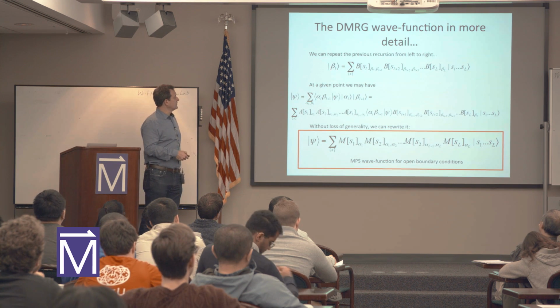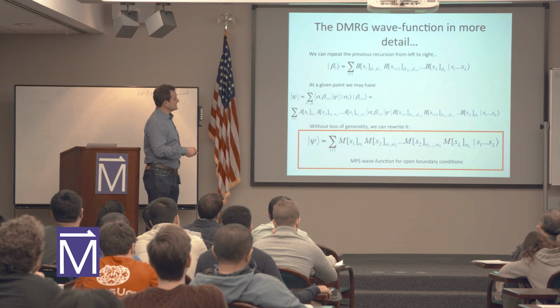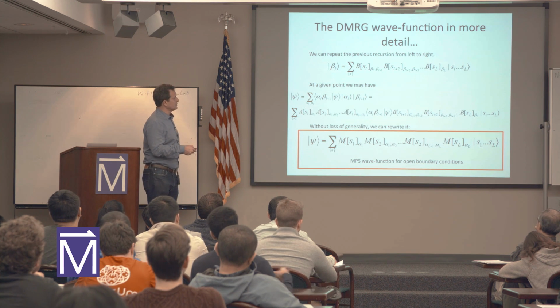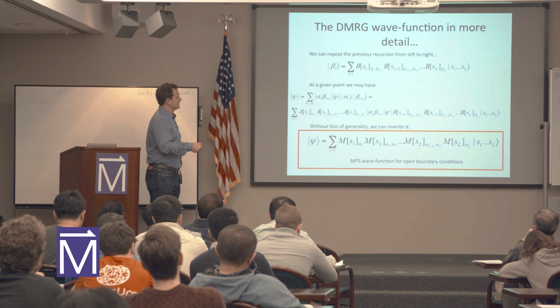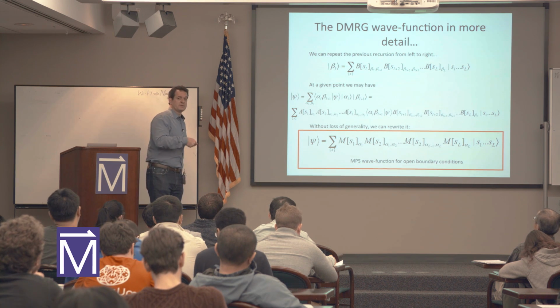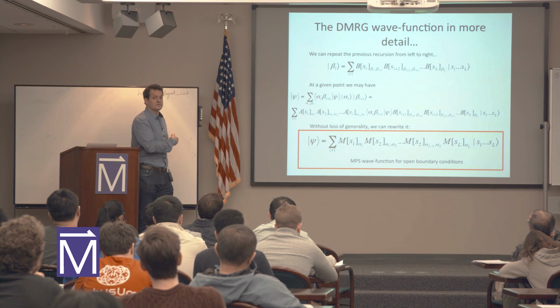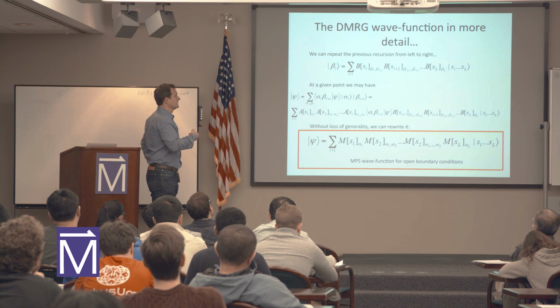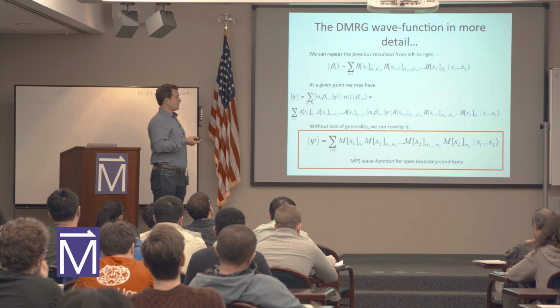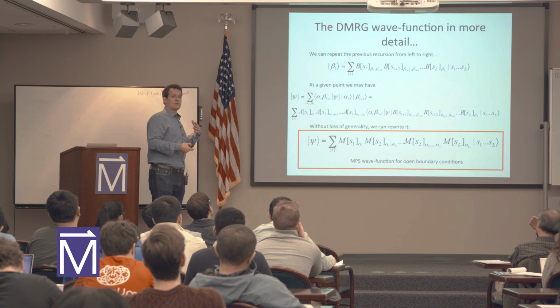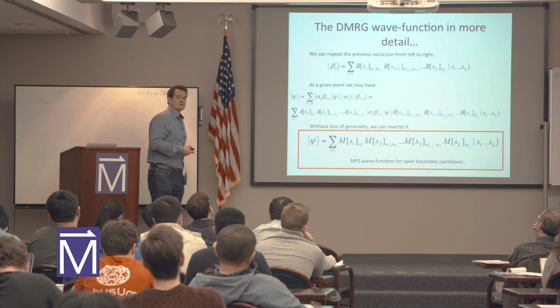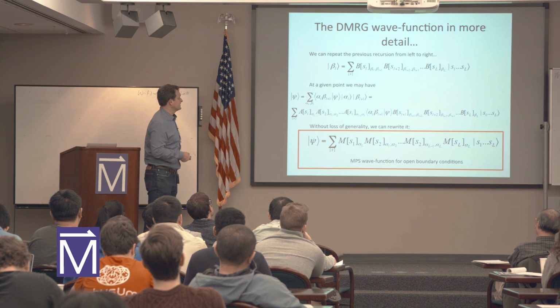All right, so again, you can do the same for the right block. For the right block, you just add sites to the right block, and you do a similar transformation, and you get B matrices. And these B matrices are different than the A matrices on the left. So these are two different what's called canonical representations. We have the left canonical representation for the left block and the right canonical representation for the right block. And they are both normalized.